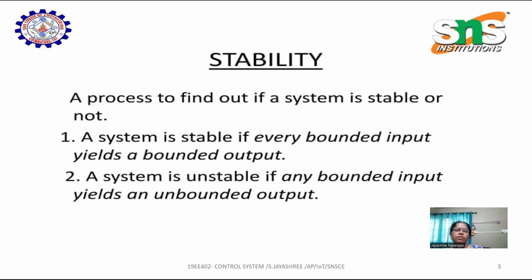A system is stable if every bounded input yields a bounded output. So that is the first point. Second, a system is unstable if any bounded input yields an unbounded output. Then the system is called an unstable system.